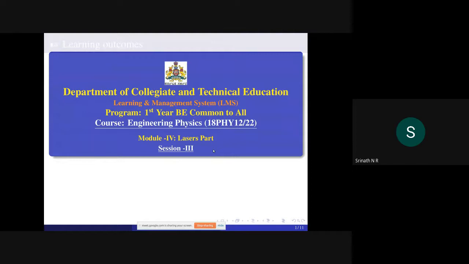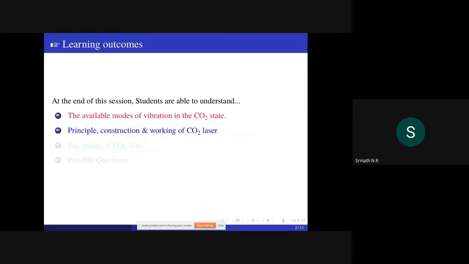Learning outcomes. At the end of this session, students are able to understand the available modes of vibration in the carbon dioxide state, the principle, construction, and working of carbon dioxide laser, key points of carbon dioxide lasers, and finally the possible questions.